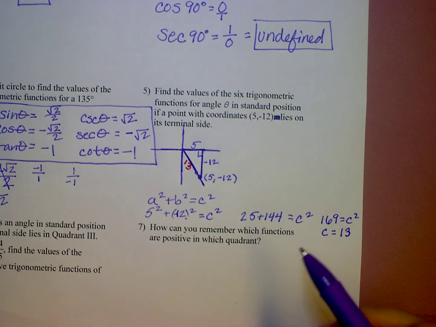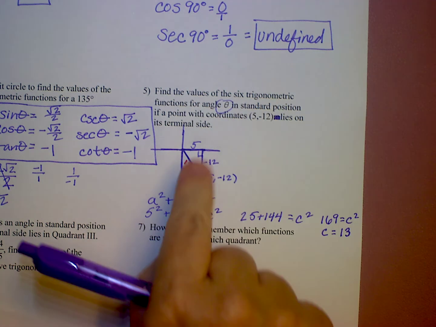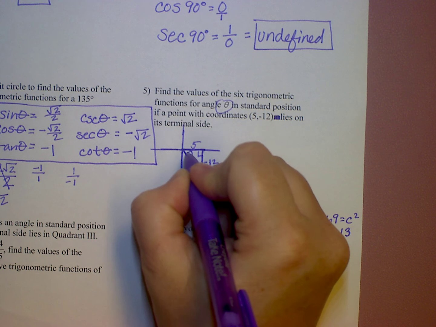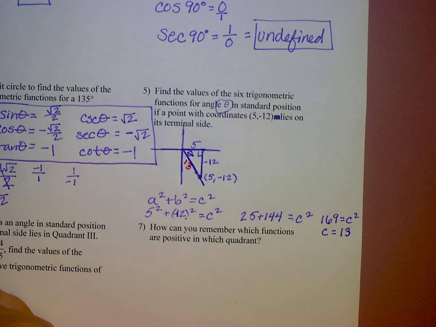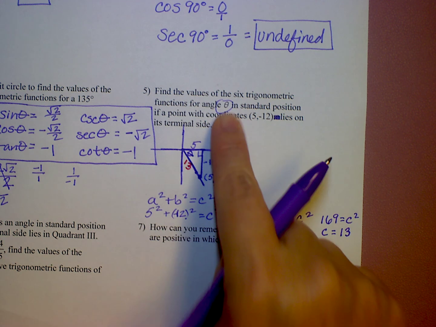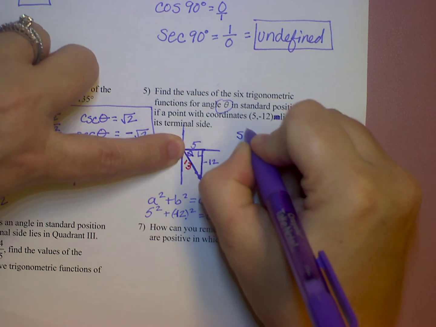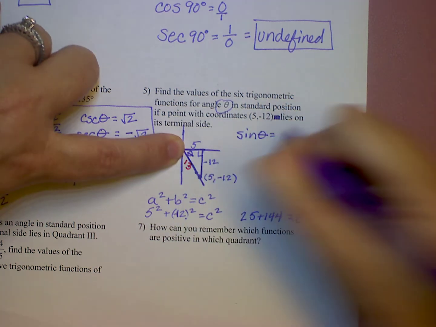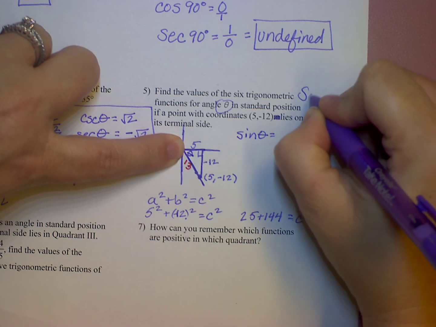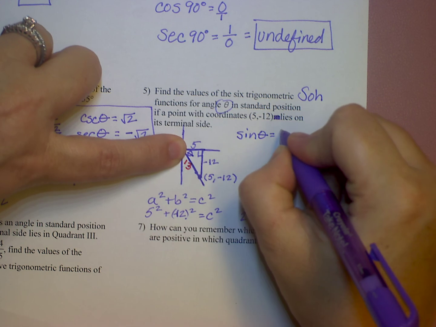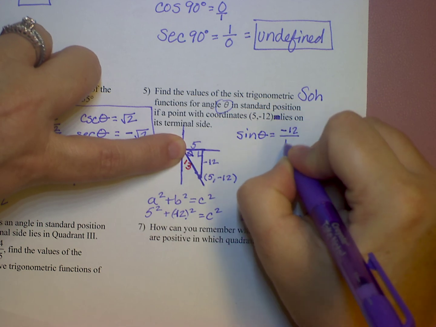Okay? So first off, I need to know where angle theta is. Is angle theta here or here? It's not going to be the right triangle. Theta is always the one that is at the origin. Always, always, always, always. That's the whole standard position thing. You always want to pick the one that's up by the origin. So if I know that sine theta, don't we know that sine is opposite over hypotenuse? Opposite is -12. Hypotenuse is 13. That's my sine value.